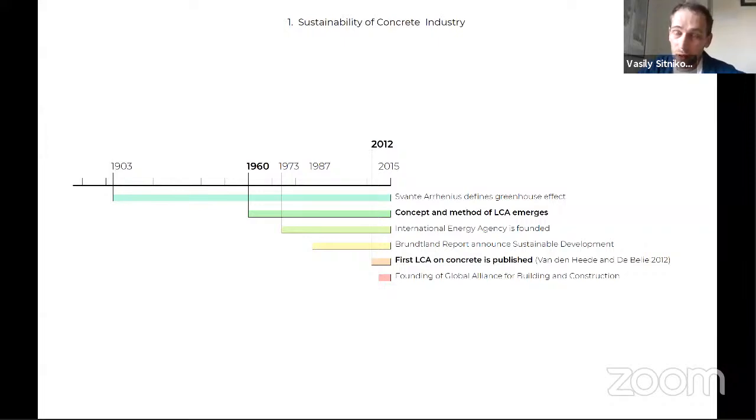However, in concrete, and particularly in the cement construction industry, the first life cycle assessment took place only in 2012. So it was lagging behind other industries for quite some decades. At the same time, the founding of the Global Alliance for Buildings and Construction only took place in 2015, which means that even though there were attempts to look at the building industry from the environmental perspective, the actual construction part of it was missing until 5 years ago.